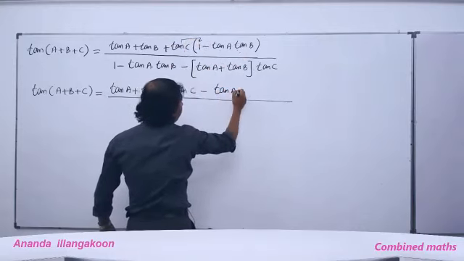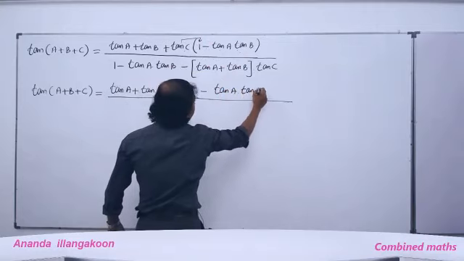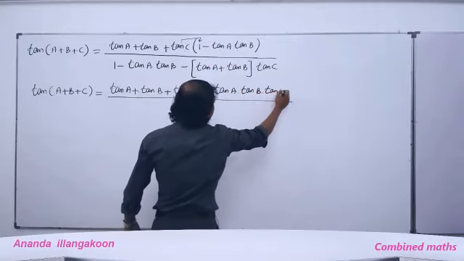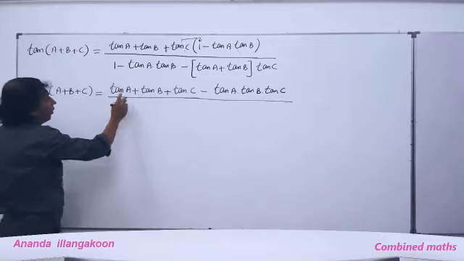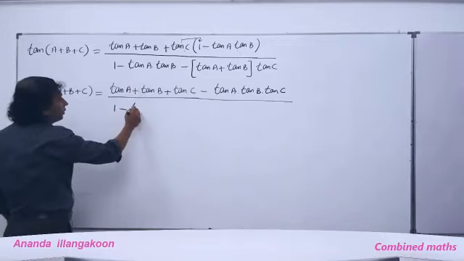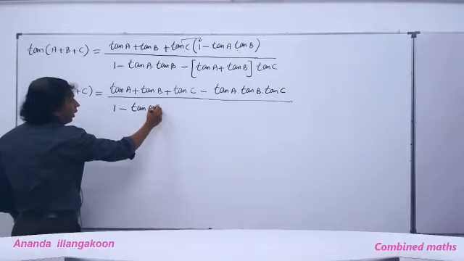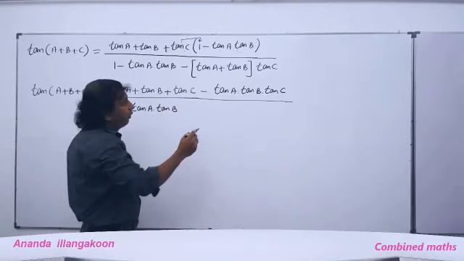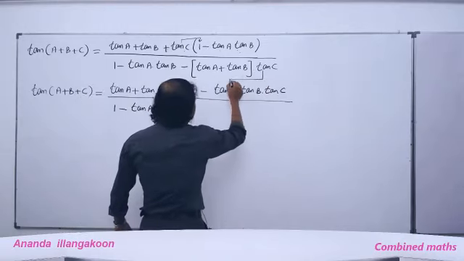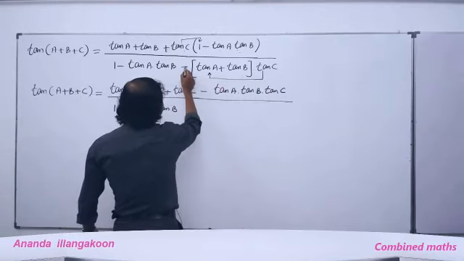Tan A tan B tan C. Right. Divided by 1 minus tan A tan B. Okay. We have to multiply this tan C with this tan A. Meantime, this side we have to multiply by minus sign.